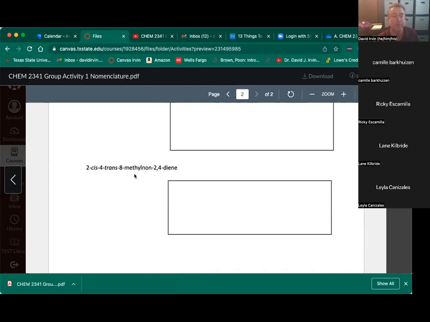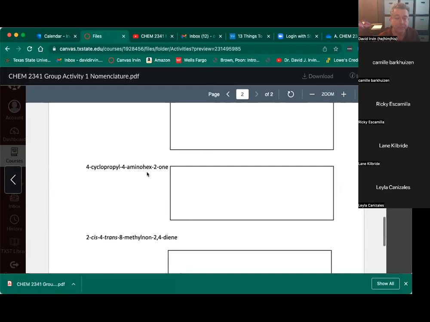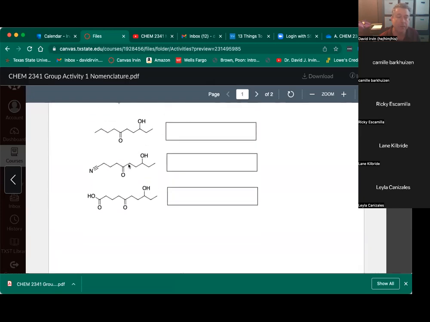Oh, actually, you can do this one right here. No, it has a "-one" in it, which means it has a ketone in it. So, oh no, that's 9. You can do this one right here as well. So don't do the one that says amino, and don't do the 3 with the carbonyls here.